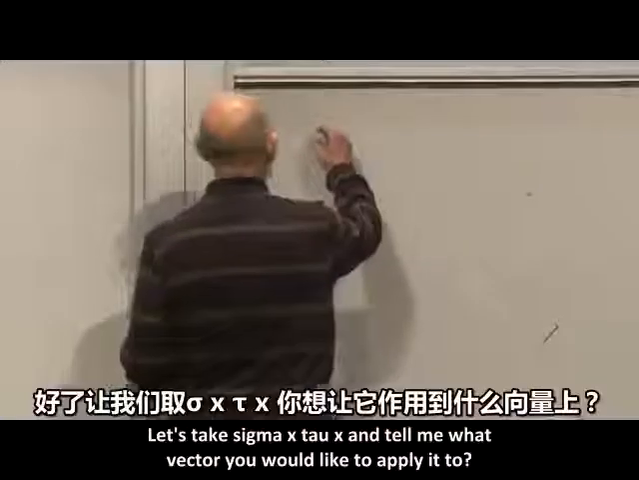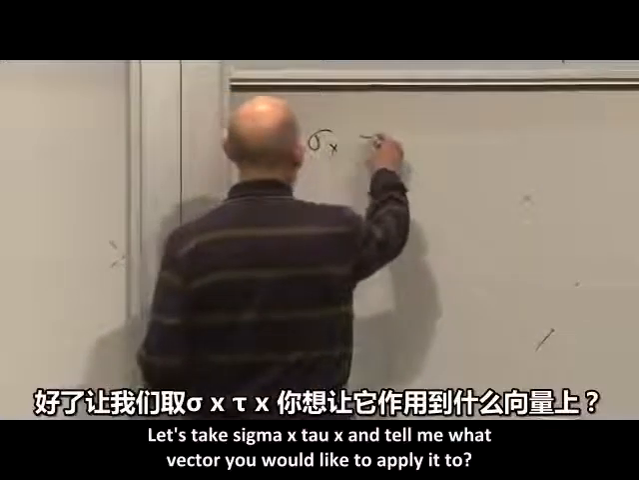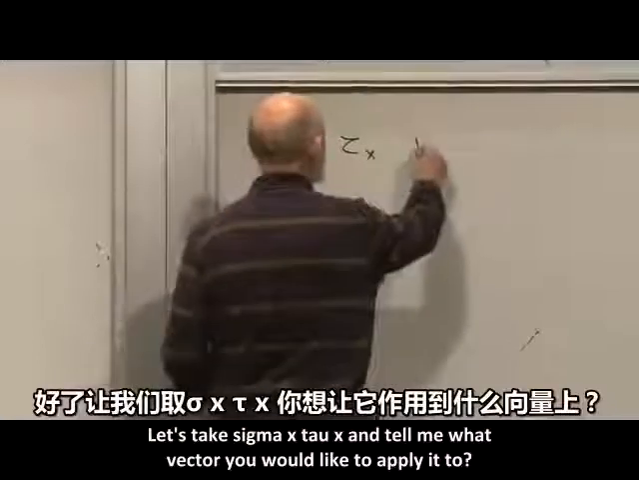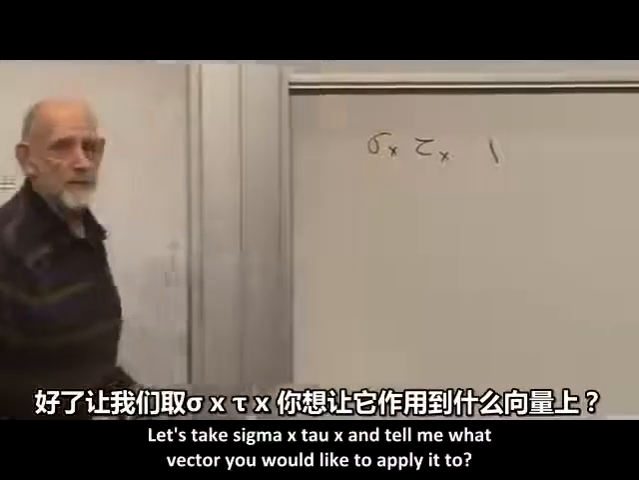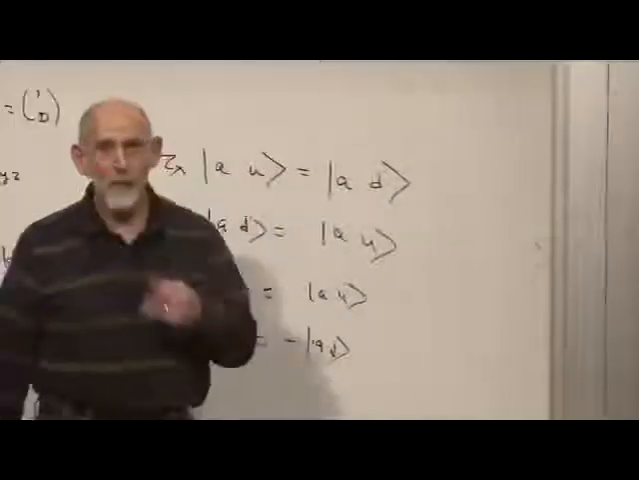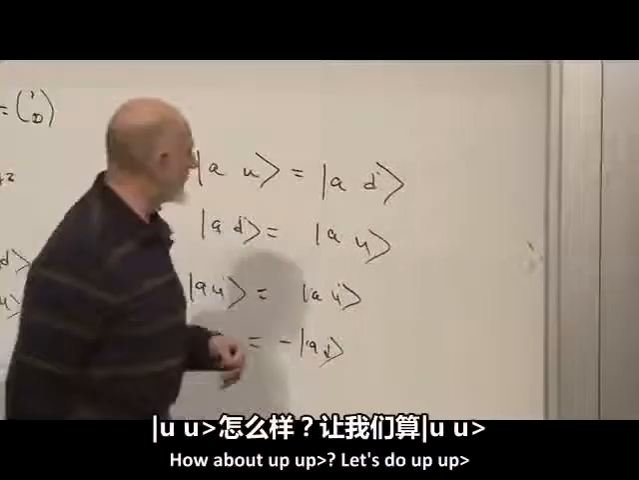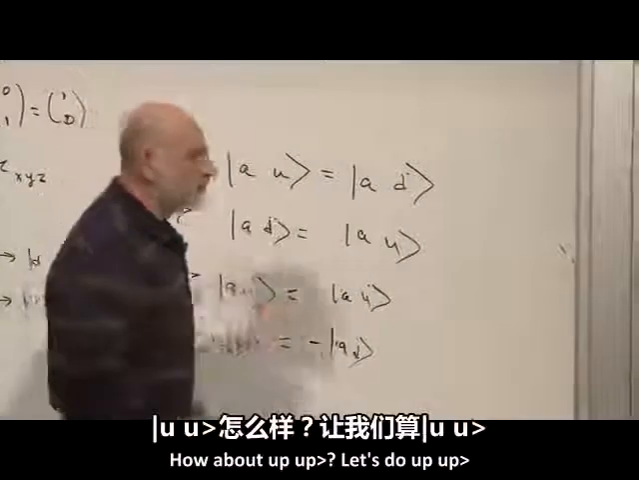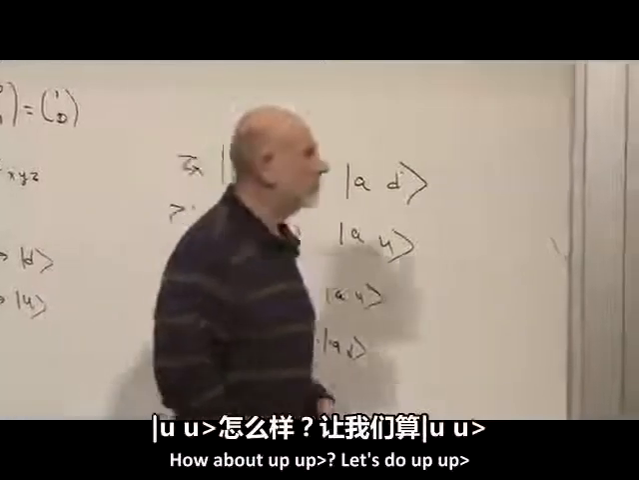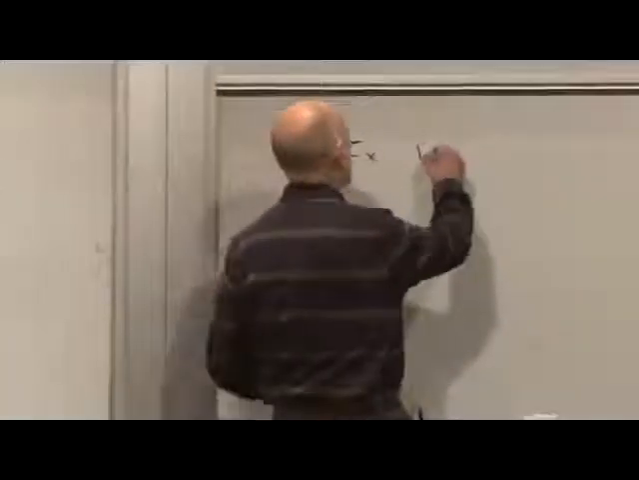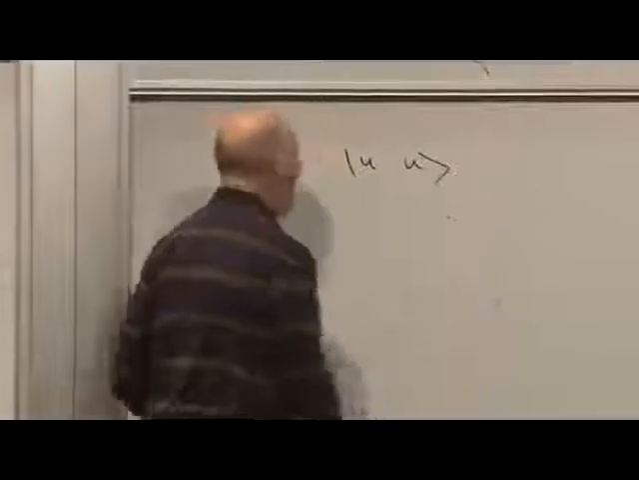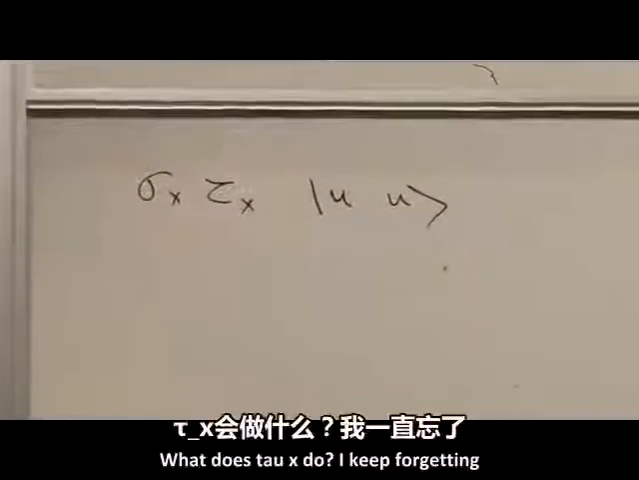Let's take sigma x, tau x, and tell me what vector you would like to apply it to. How about up, up? Let's do up, up. What does tau x do?